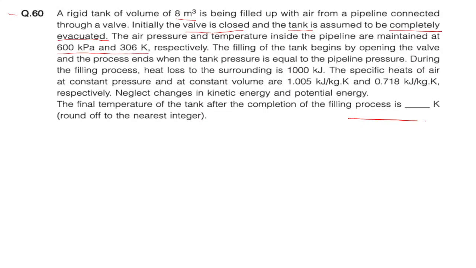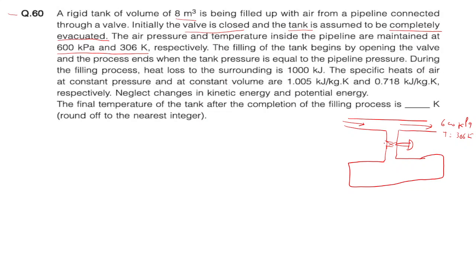Means, for example, this is the pipeline. Here pressure is 600 kPa and the temperature is 306 Kelvin. From here one valve is there. So here one container, let's suppose this is the tank. Initially nothing is here and we will open this valve. This is the reservoir, this pipeline. Nothing will change if something comes from here to here, right?